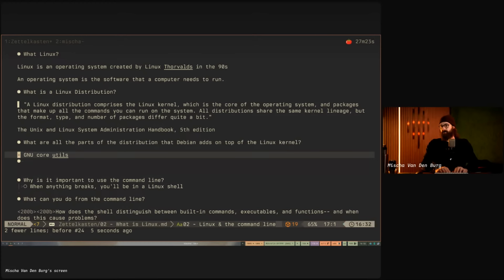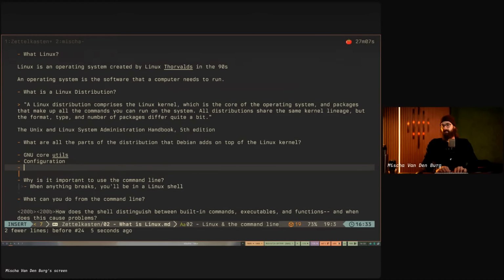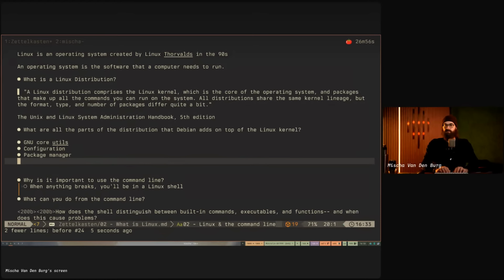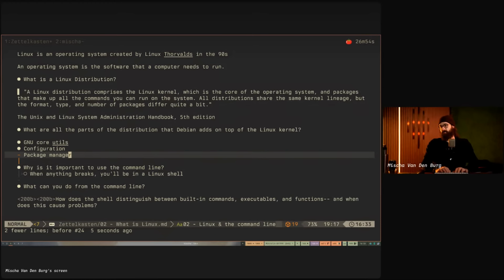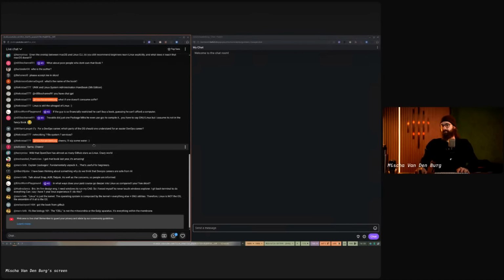So, what are all the parts of a distribution that Debian adds on top of the Linux kernel? I can't really answer all of the parts, but for example, it's the GNU core utils, its configuration, right out of the box configuration, a package manager. Well, when you've done the installation module in the course, you have learned about package managers and what the different ones are. So those are a few of the elements. And yeah, that is basically what a Linux distribution is and why they differ.